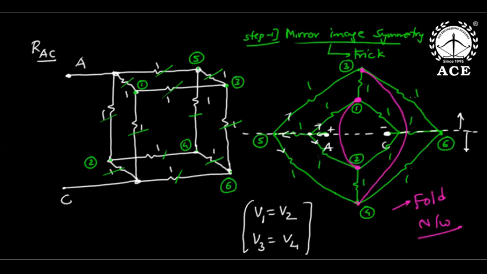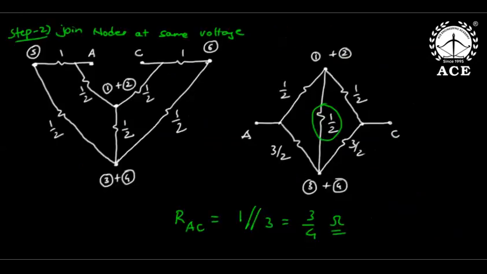RAB, like what we did previously, was the opposite diagonal corners of the entire cube. There we used the symmetry advantage of current division. But here, another idea is, first I express this as a planar mirror image network. From that, I identified which nodes are at the same potential. So I joined them, and then the circuit became very simple. So we took two things in advantage: first, symmetrical planar, and second, joining such nodes which are at the same potential.